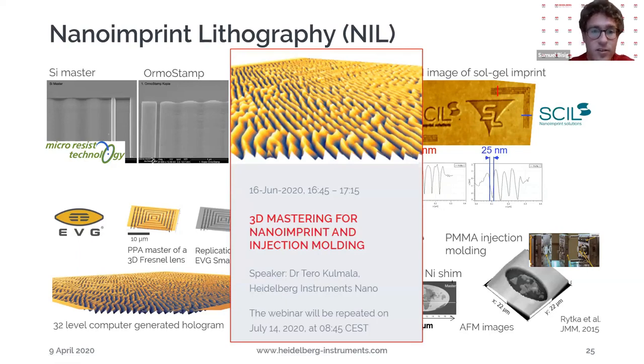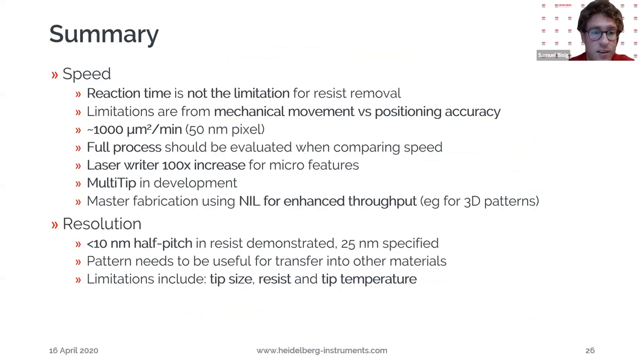To briefly summarize, for the speed, we are very fast with our reaction, the decomposition of the PPA in the microseconds regime. We optimized our actuation of the stages, and we are roughly operating at 1,000 micrometer squared per minute. You should always care about the full process, the full turnover of your whole pattern transfer, not only the patterning itself. And if you also consider the laser writer combination, the multi-tip or the nano imprint, you can even increase your throughput beyond the NanoFrazor speed itself.